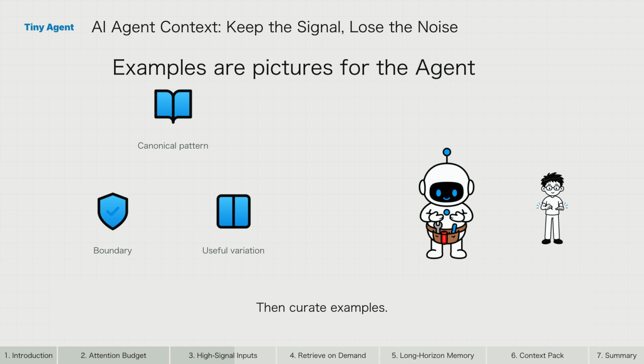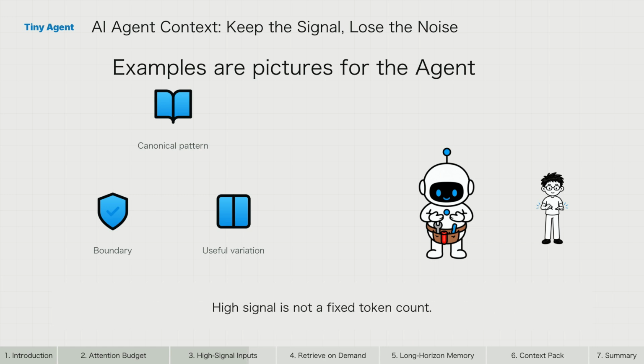Then curate examples. A long catalog of edge cases feels comprehensive, but it can bury the pattern. Anthropic recommends a small, diverse set of canonical examples that show the expected behavior, important variation, and a meaningful boundary.